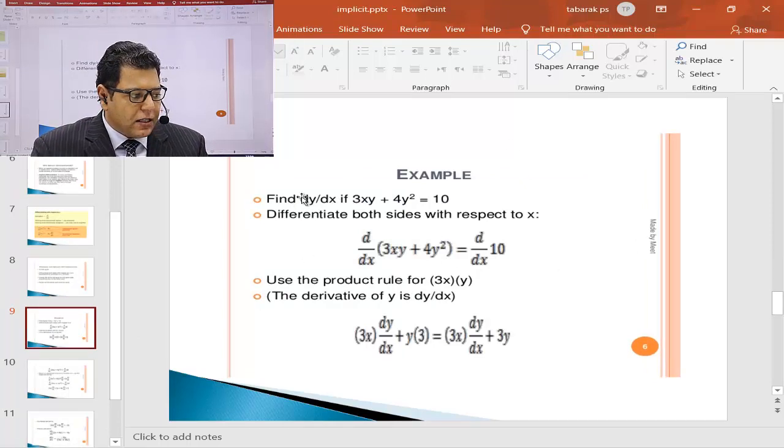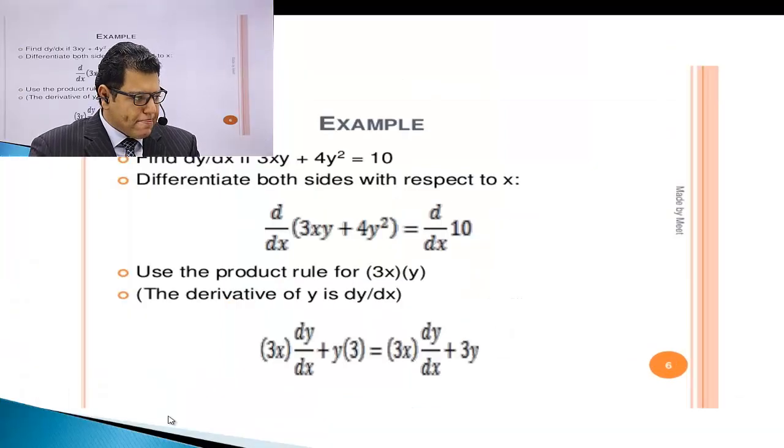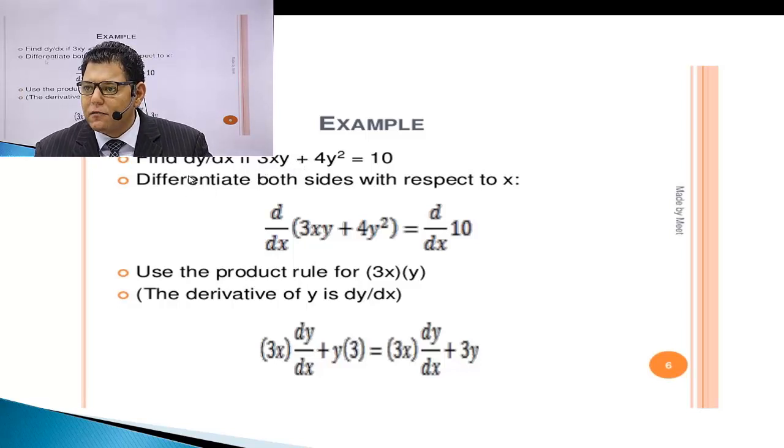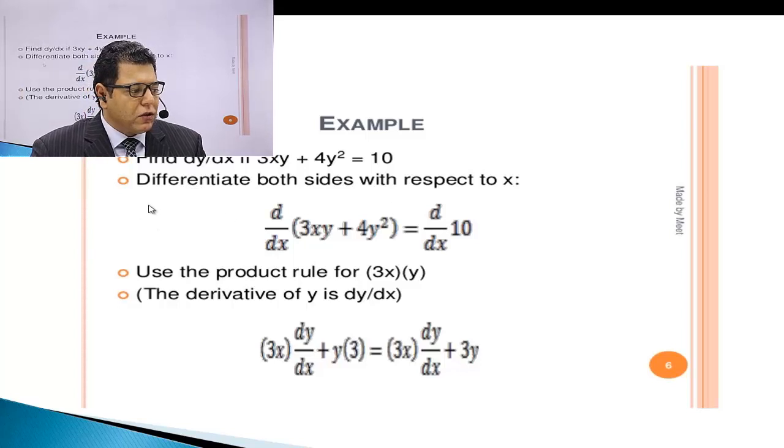Okay, I have an example here. Find dy with respect to dx if 3xy plus 4y squared is equal to 10. So what do we have to do to find the differentiation of this expression? 3xy plus 4y squared equals 10. This term contains x and y together, so this is called an implicit function. To find the derivative, we just need to differentiate both sides with respect to x.